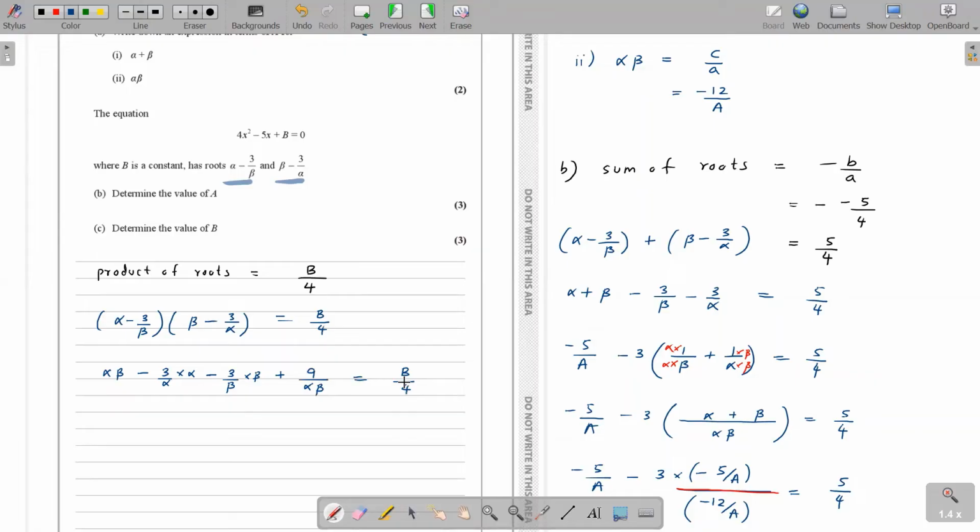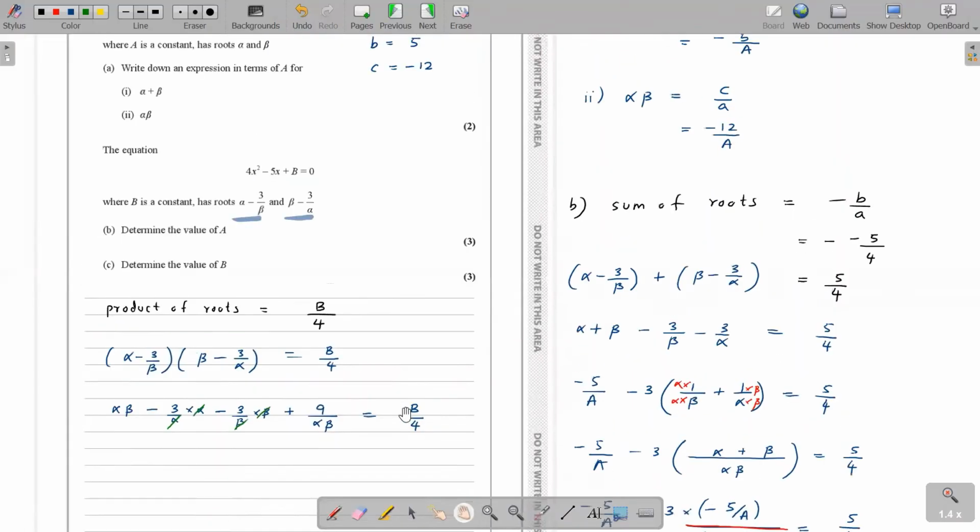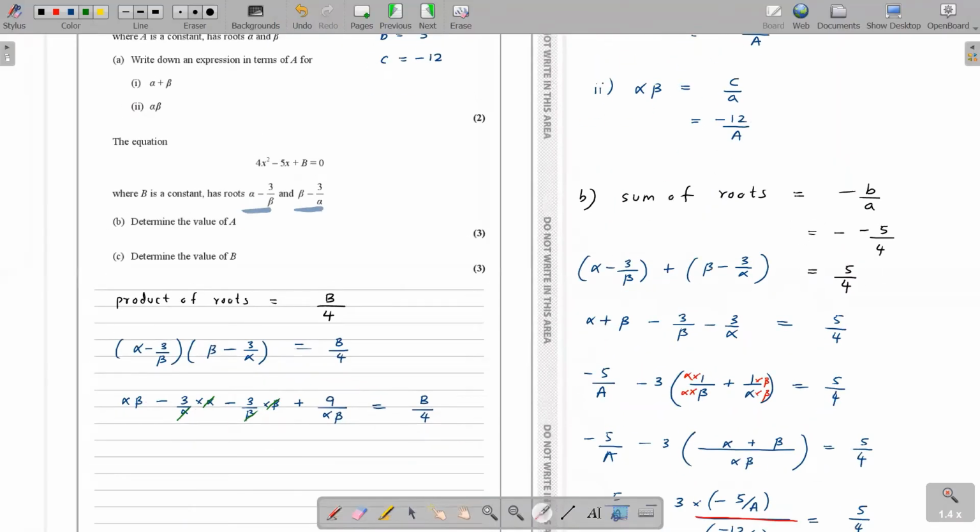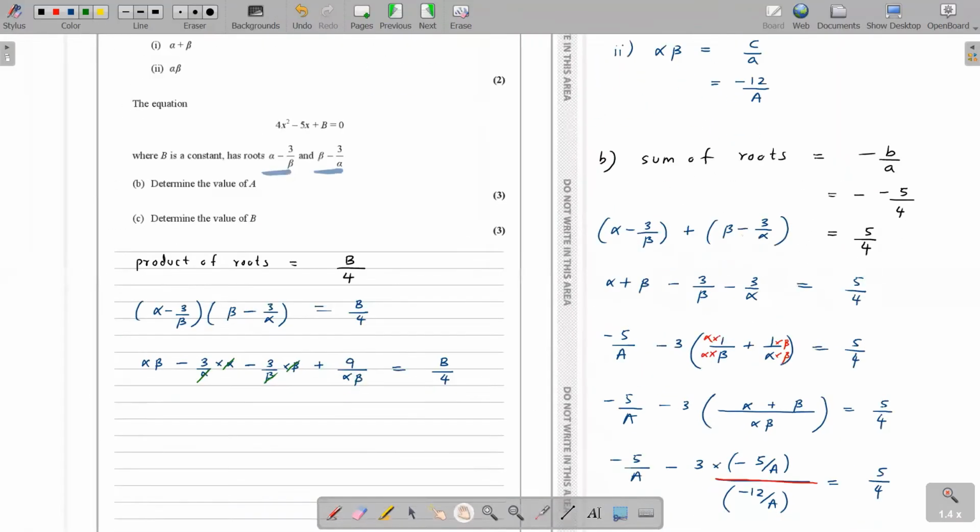Are you following me? Here the alpha and alpha cut, the beta and beta cut. So are we going to simplify or take any common denominator here? It's absolutely not necessary because the alpha beta value is already known. What's alpha beta? Alpha beta is minus 12 over A. Are you with me? Substitute here, I get minus 3 plus 9 divided by alpha beta, which is again minus 12 over A. Are you all with me?